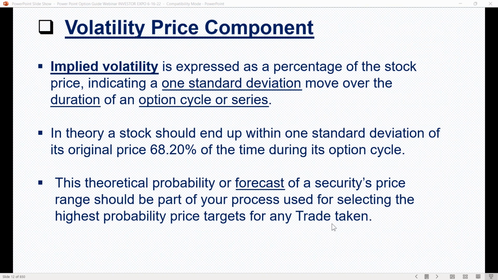Now, when we look at the other big pricing components, it's volatility. And the implied volatility component is expressed as a percentage of the stock price, indicating a 1 standard deviation move over the duration of the option cycle or series that you're trading. So in theory, a stock should end up within about 1 standard deviation of its original price, 68.2% of the time during its option cycle.